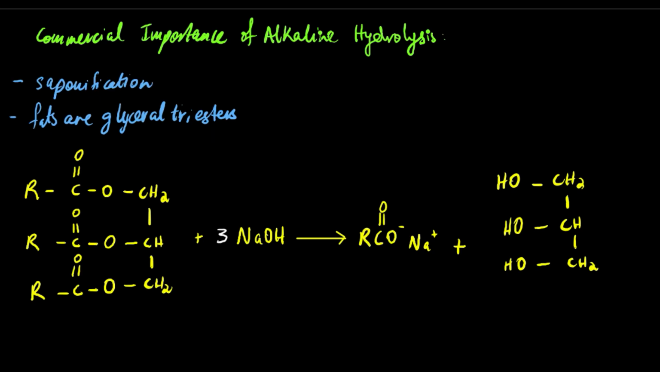Now the last thing to discuss in this chapter is the commercial importance of alkaline hydrolysis. Alkaline hydrolysis is used in an industrial process known as saponification. Saponification is also known as the formation of soap. Yes, this is the same soap that we use in our daily lives.